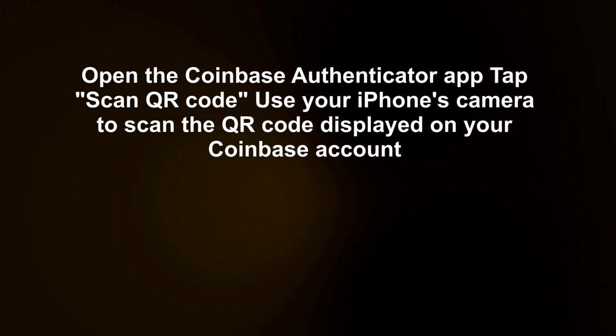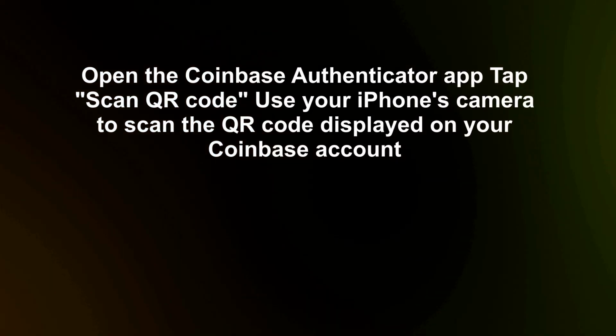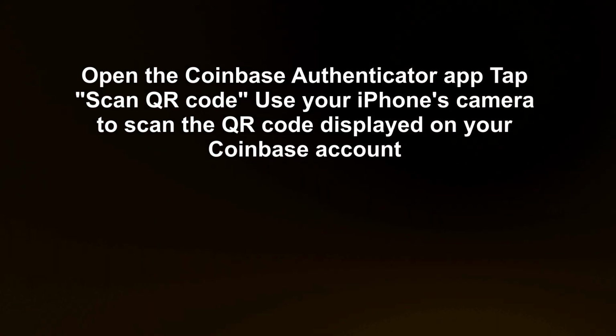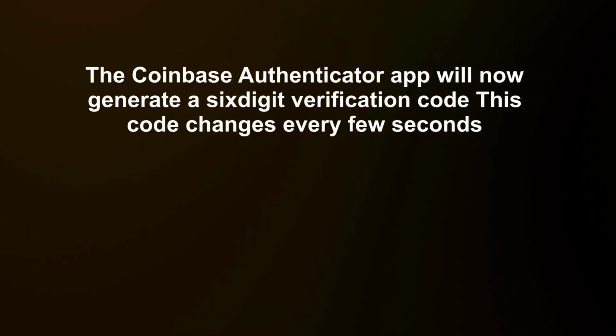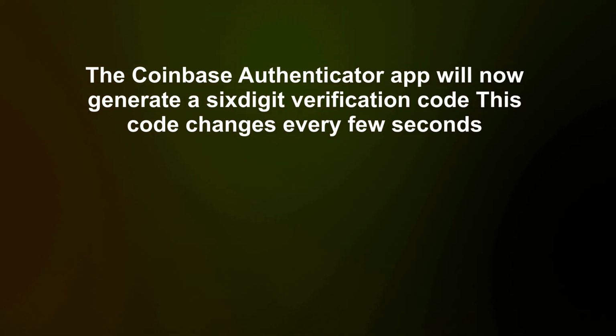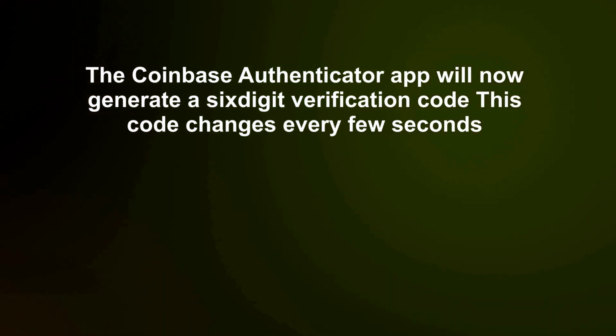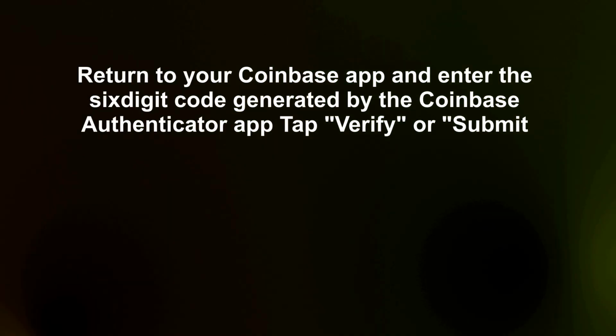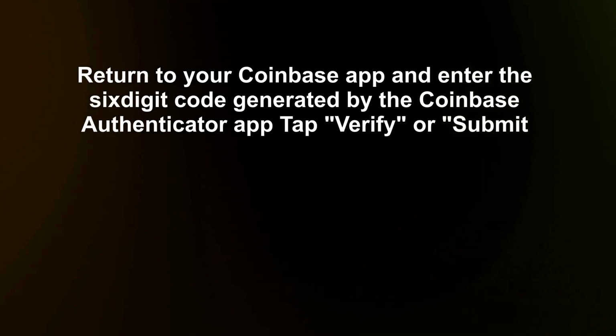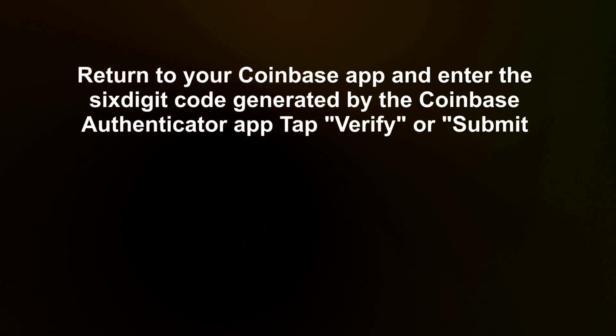Open the Coinbase Authenticator app. Tap Scan QR code. Use your iPhone's camera to scan the QR code displayed on your Coinbase account. The Coinbase Authenticator app will now generate a 6-digit verification code. This code changes every few seconds. Return to your Coinbase app and enter the 6-digit code generated by the Coinbase Authenticator app.